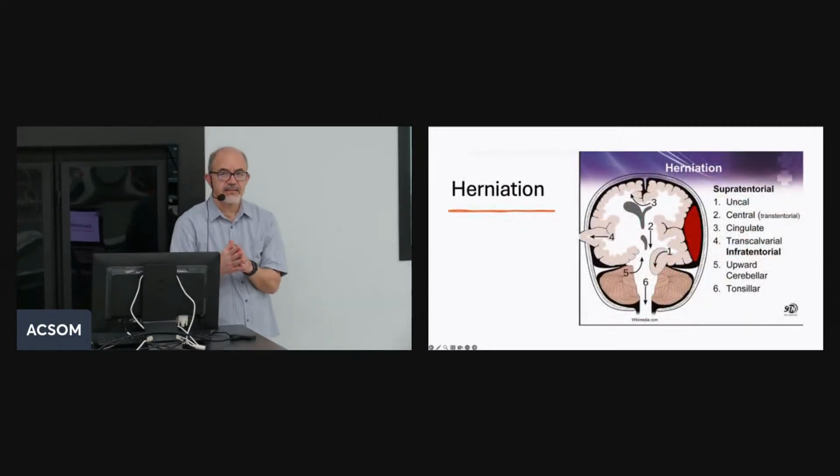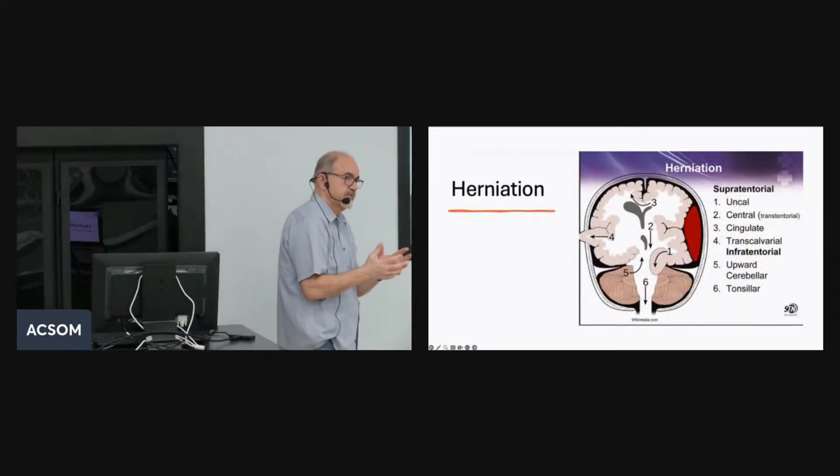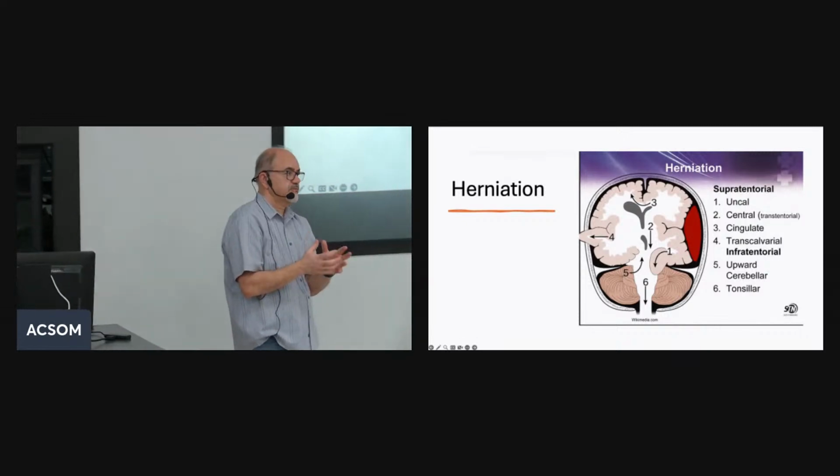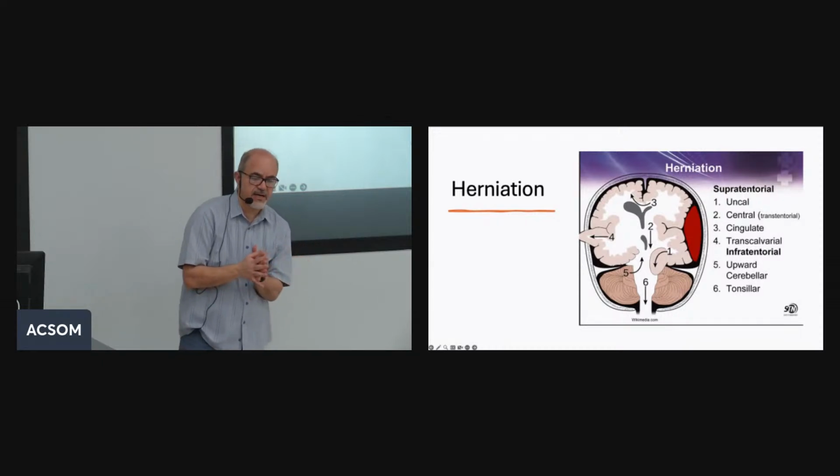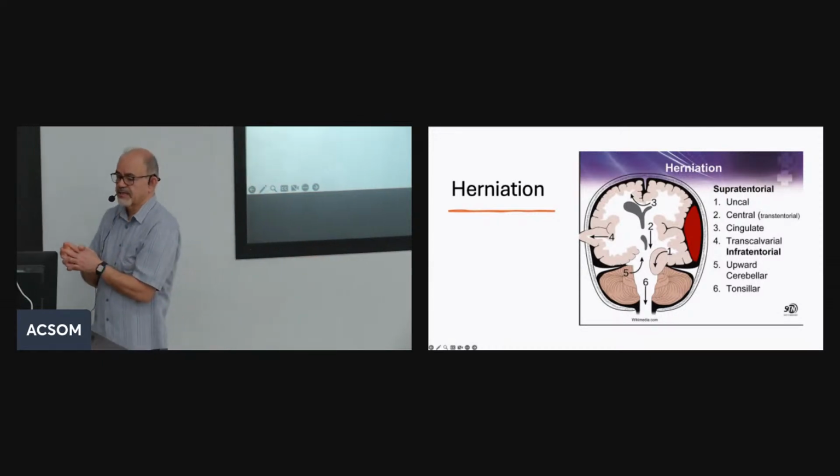And what happens when the intracranial pressure goes up? What happens when you have too much volume, too much pressure? The brain has to find escape. It has to find somewhere to go and escape from the pressure. And this is a phenomenon called herniation.